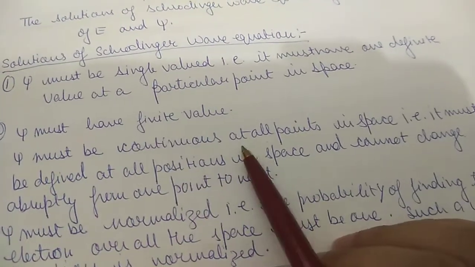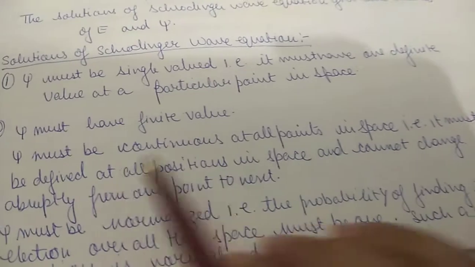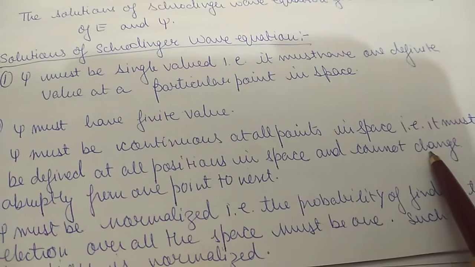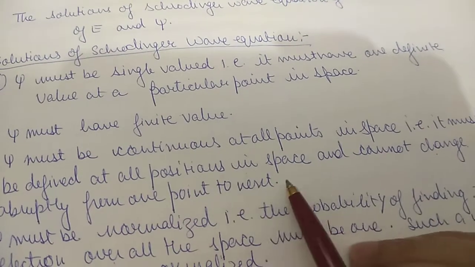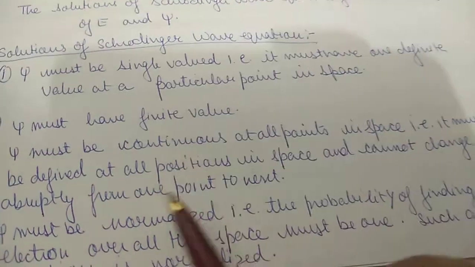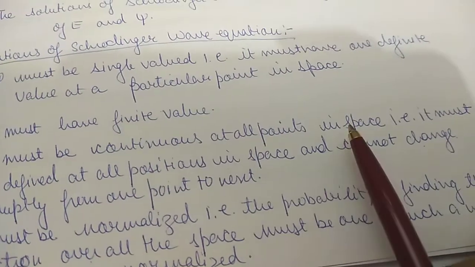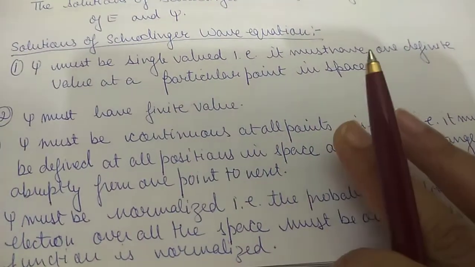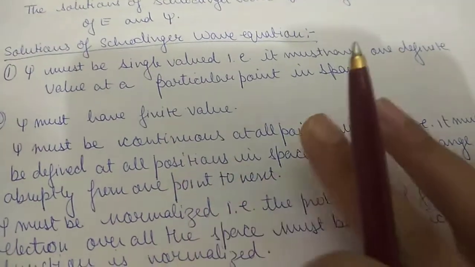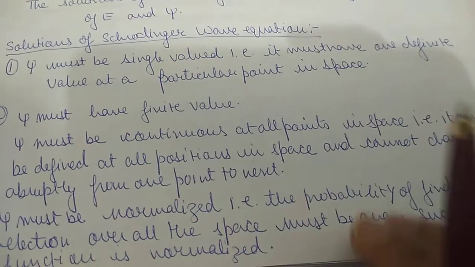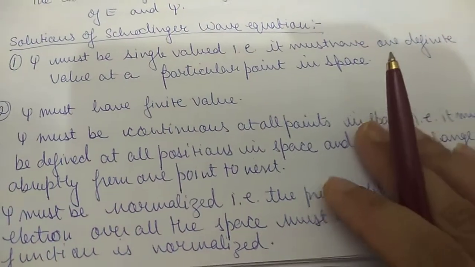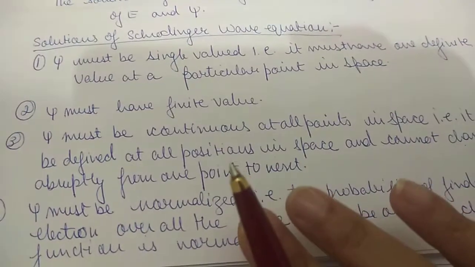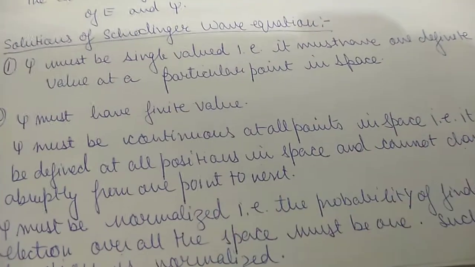Then psi must be continuous at all points in space, that it must be defined at all positions in space and cannot change abruptly from one point to next. Obviously psi, the wave function, should be continuous in space. Abruptly का मतलब एकदम से ना बदल जाए. बहुत ज़्यादा difference नहीं होना चाहिए उसकी दो values में, जो अलग अलग point पे आप ले रहे हैं. Abrupt change नहीं होना चाहिए, वो continuous होनी चाहिए.